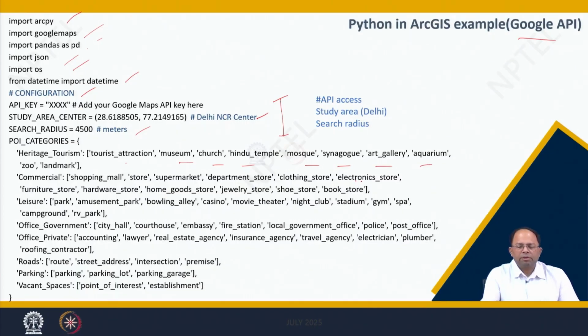For commercial, electronics stores, clothing store, department store, supermarket. Then for leisure, park, amusement parks, bowling alley, casinos, all these things. Government offices, fire station, local government office, police, post office, embassy, courthouse, everything is included. And similarly parking, roads, vacant spaces, all these things we are also getting.